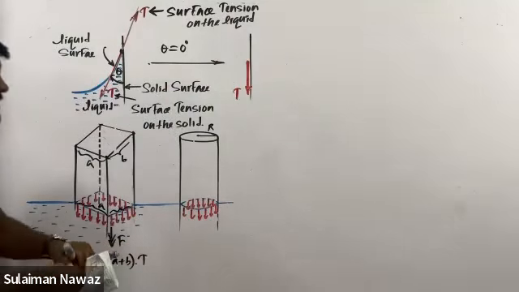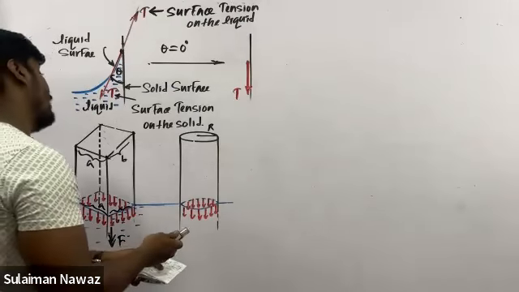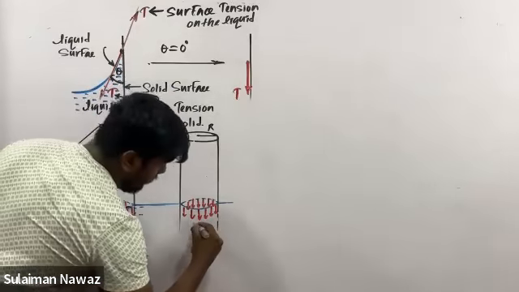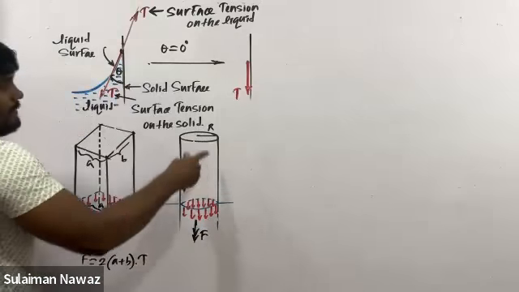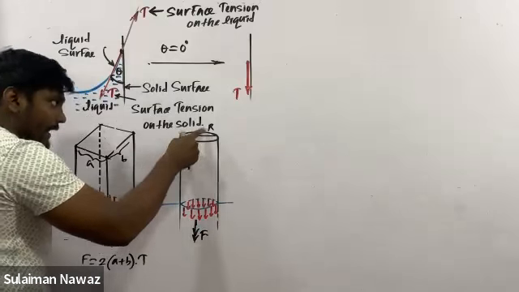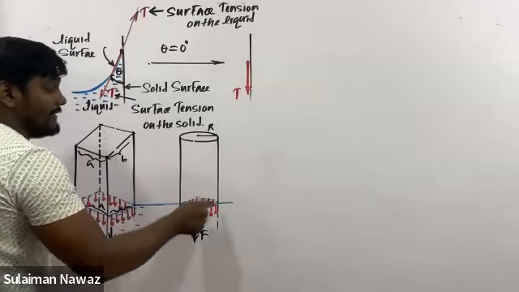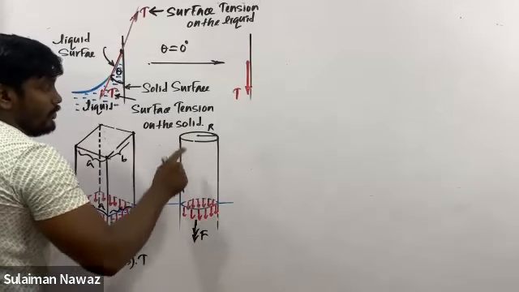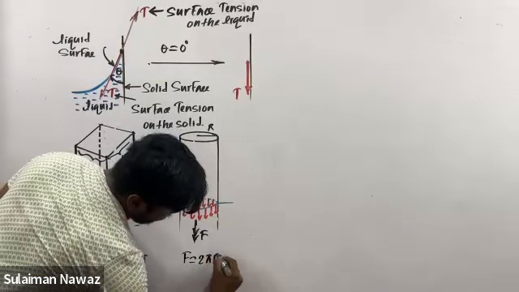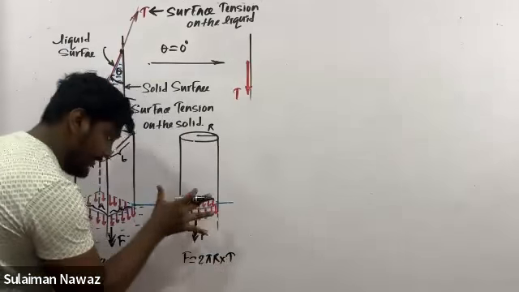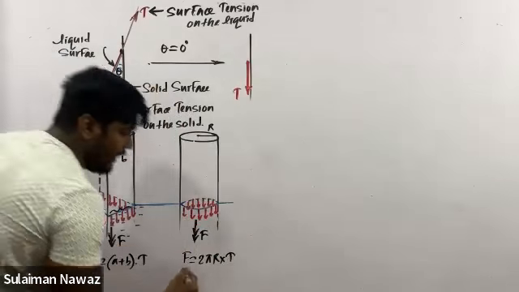What is the direction of the resultant surface tension force acting on the solid cylinder? Vertically downwards. What is its magnitude? If the radius of the solid cylinder is capital R, what is the length which touches the liquid surface? 2 pi R. Then I can say that F equals 2 pi R times capital T. The total surface tension force acting on the solid cylinder is vertically downwards, with magnitude 2 pi R T.